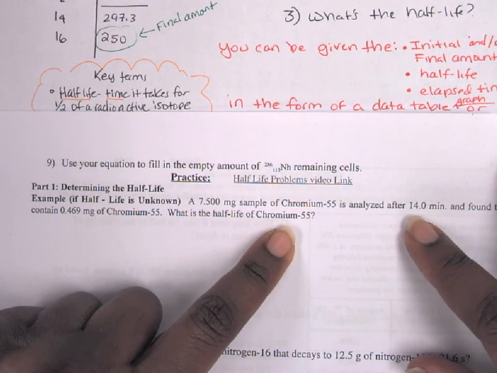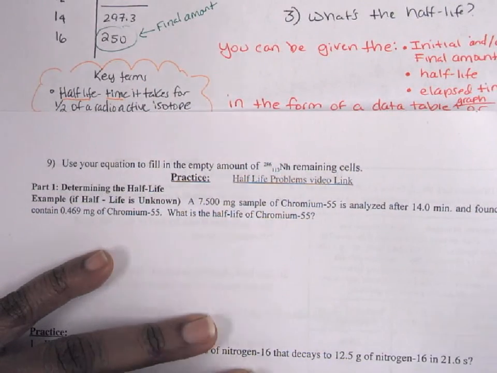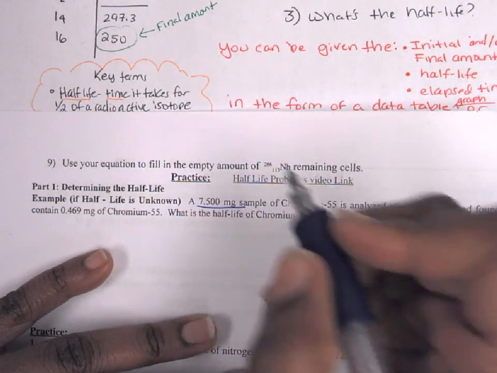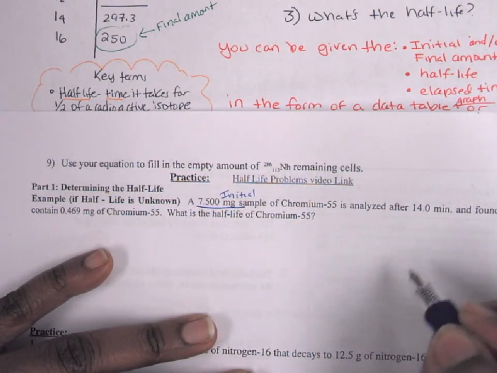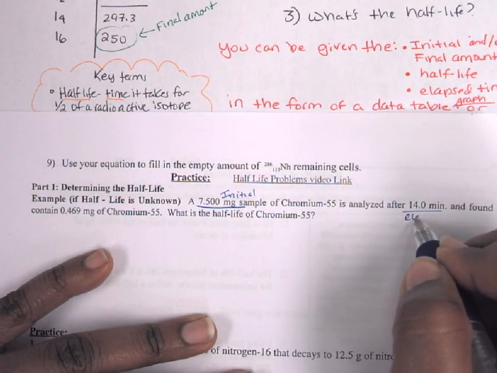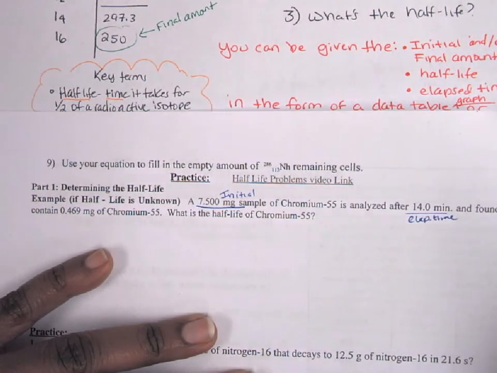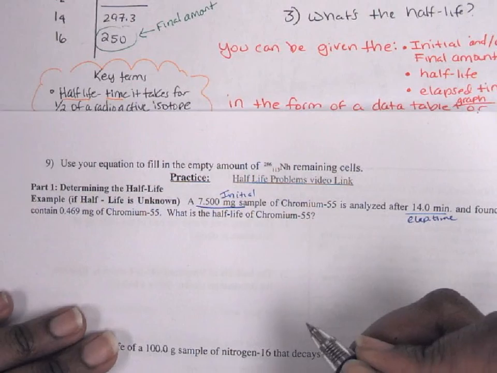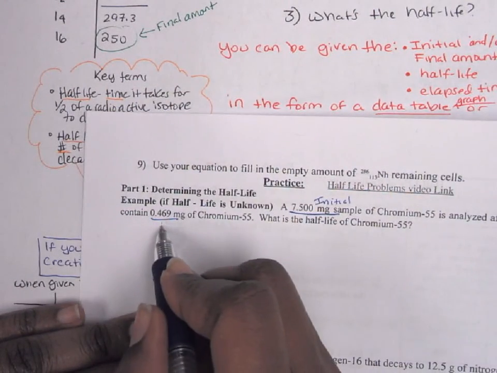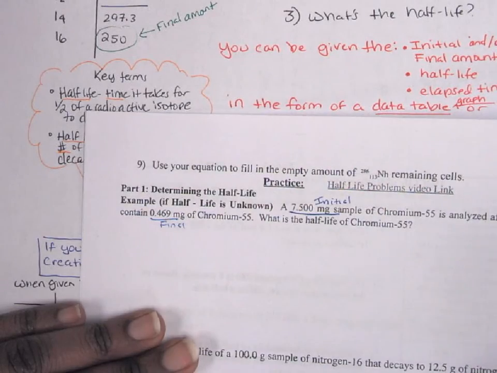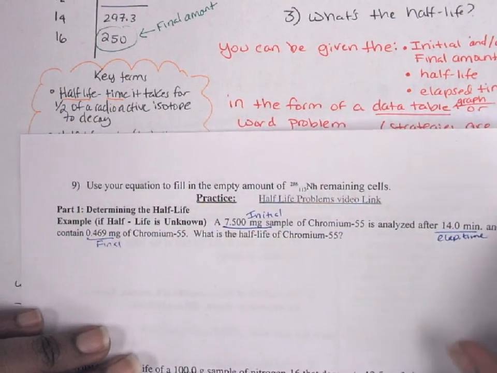Well, my first step is to find the half-life cycle. And let's consider the information that we're given here. We're given the initial amount. We're given the elapsed time. And we're given the final amount. Okay, so initial, final, and elapsed time. And we want to find our half-life cycle.